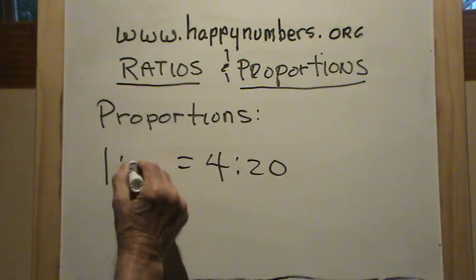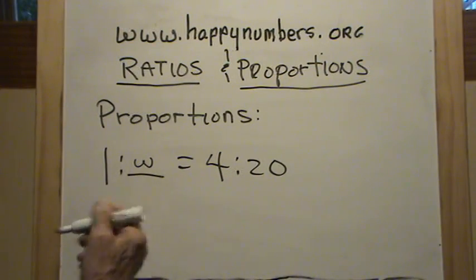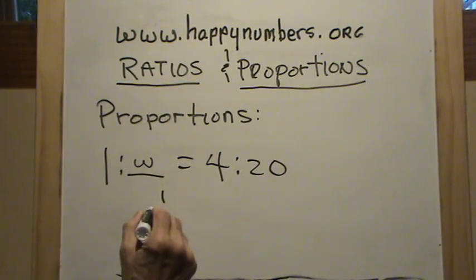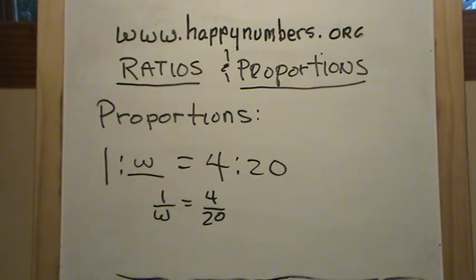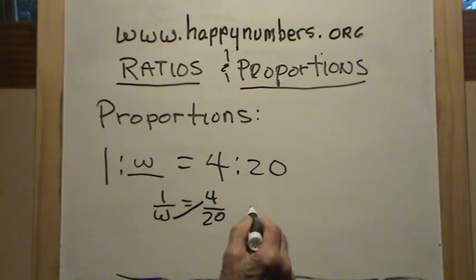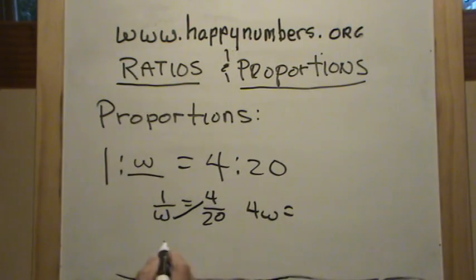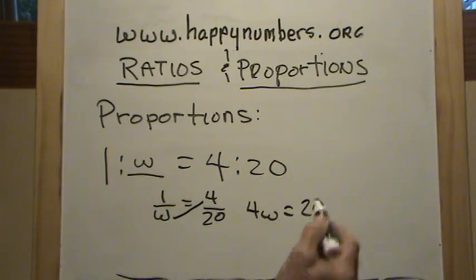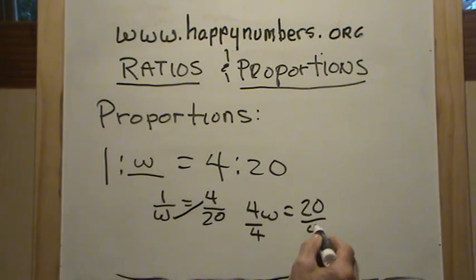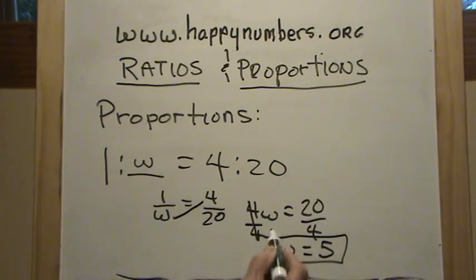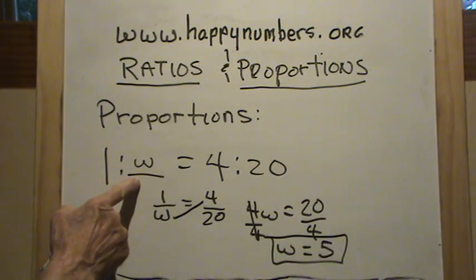Okay, well, let's let W equal that. Doesn't matter what letter you use. So we have 1 is to W as 4 is to 20. Now I know I can cross multiply, so 4 times W would give me 4W equals 1 times 20, which would be 20. I have a simple equation. I divide by 4, divide by 4. This cancels out. W is equal to 4 goes into 20 5 times.